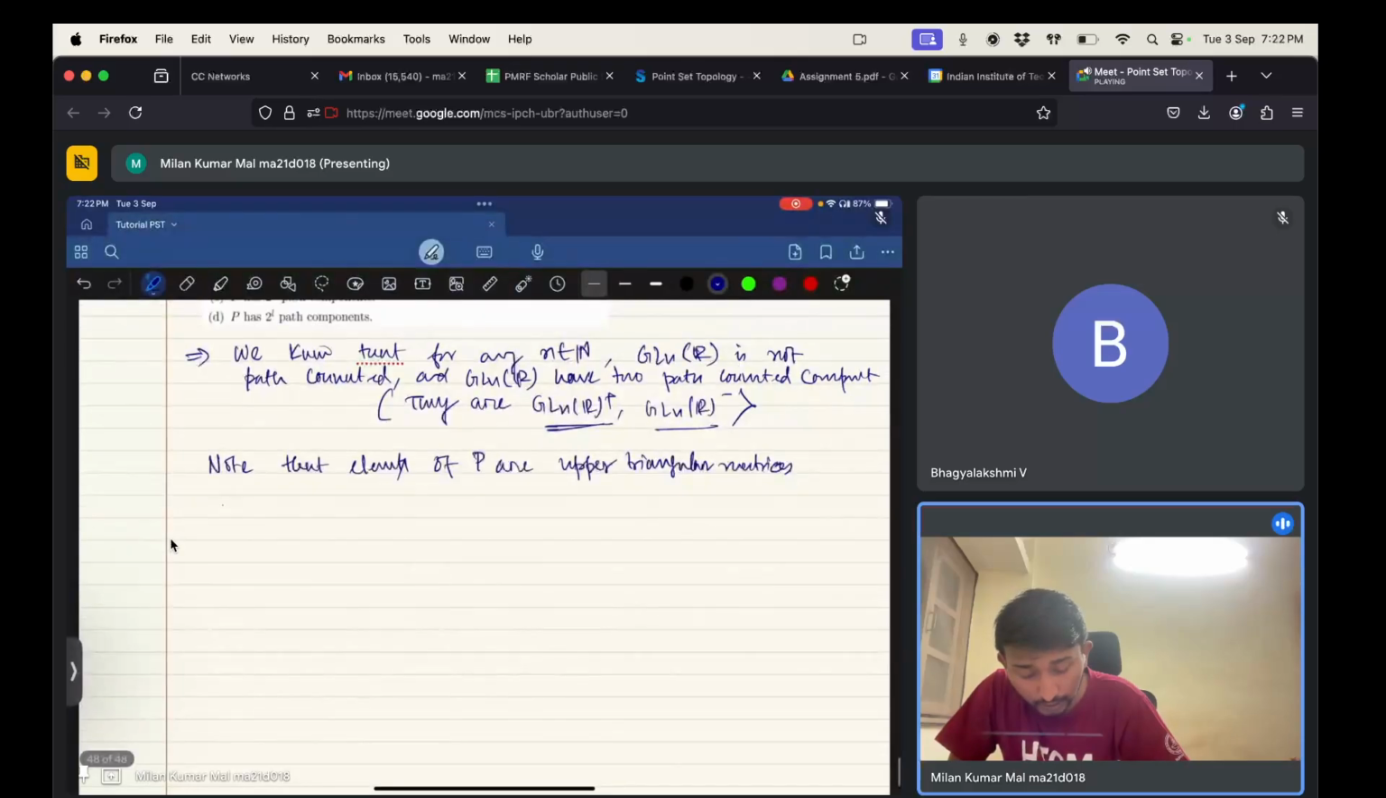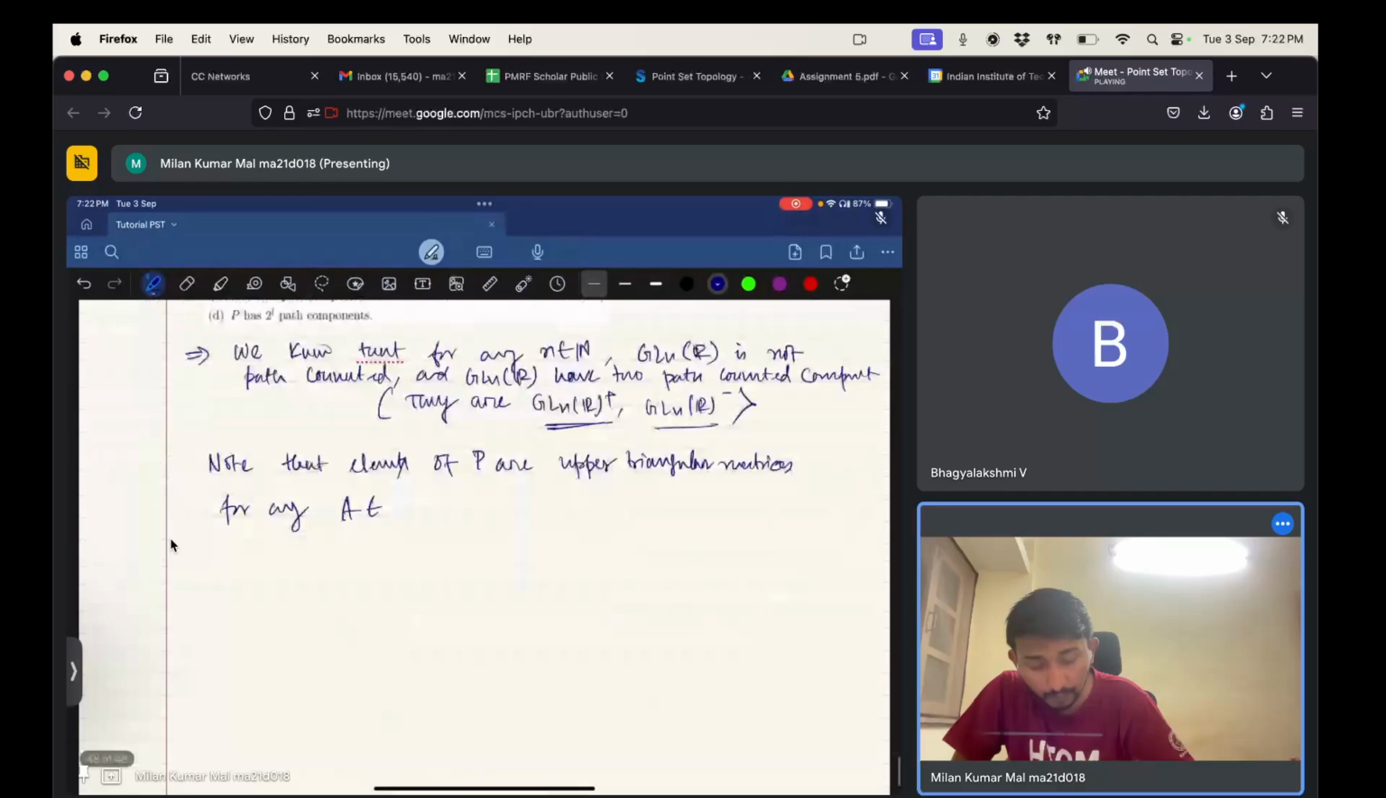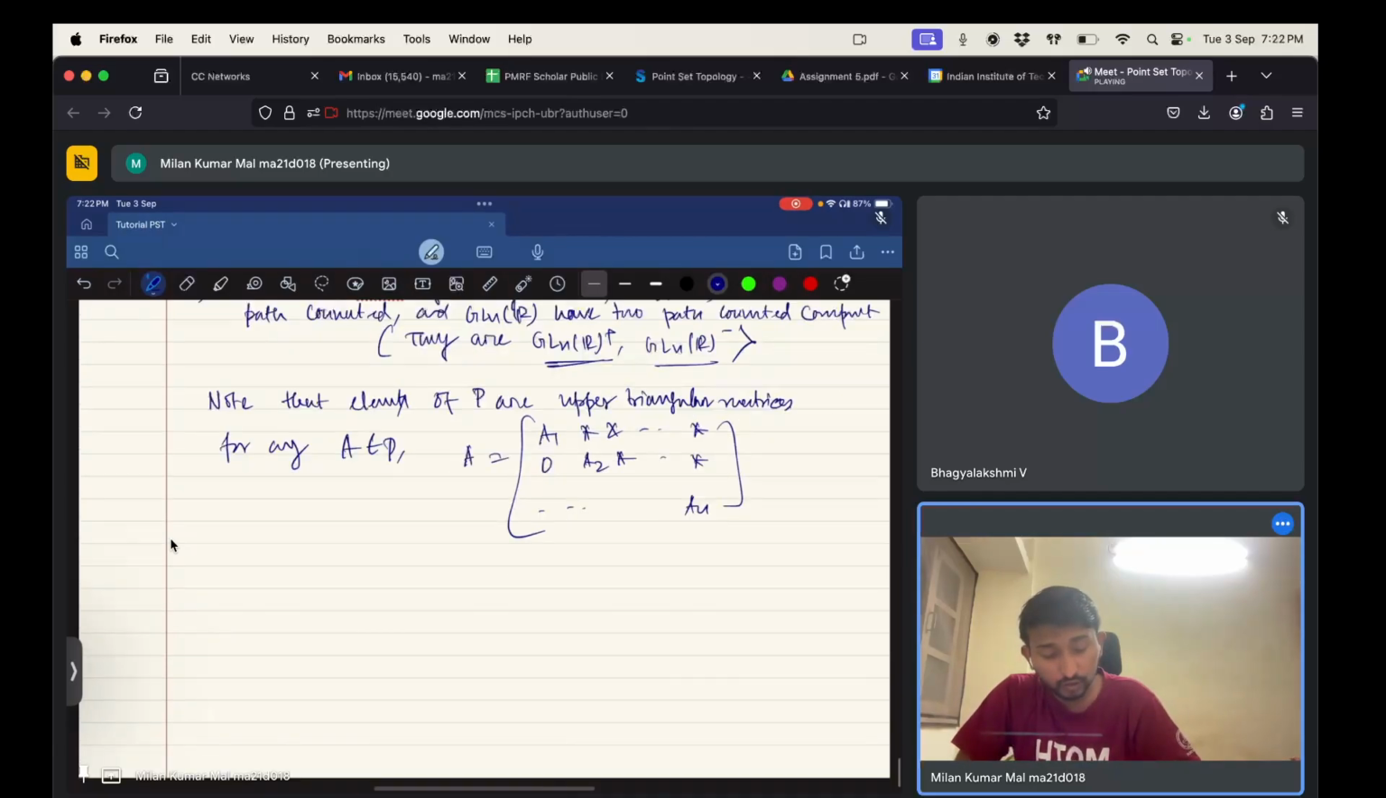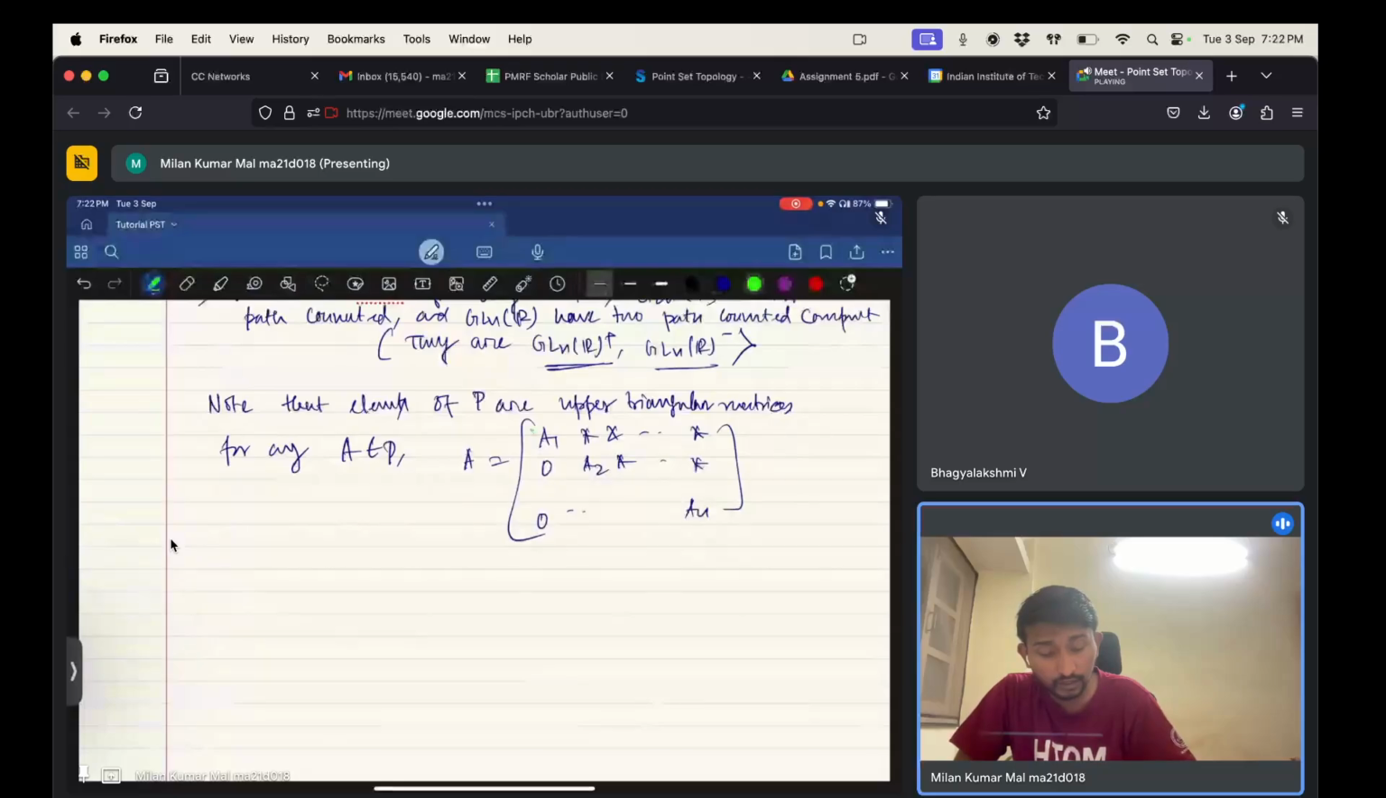Let A be any element of P. A will look like A1, star, star, dots, star, then 0, A2, star, and in this way up to Ak. All other elements are 0. The main diagonal elements are blocks, the lower elements are 0, and the elements above the diagonal can be non-zero.